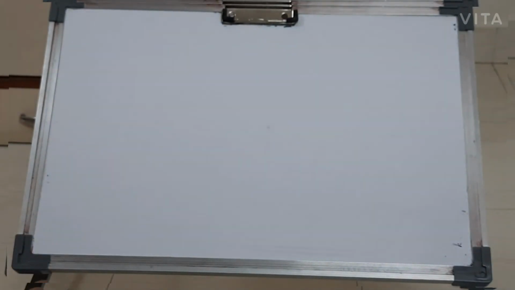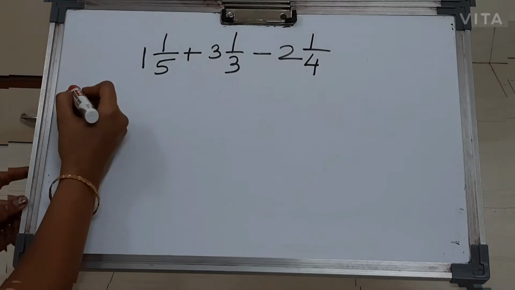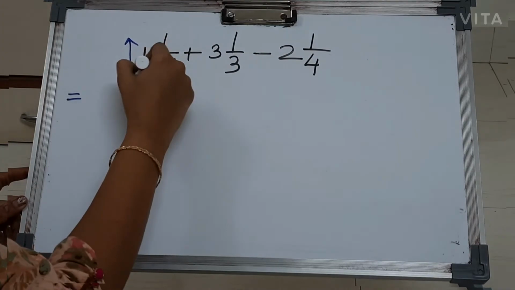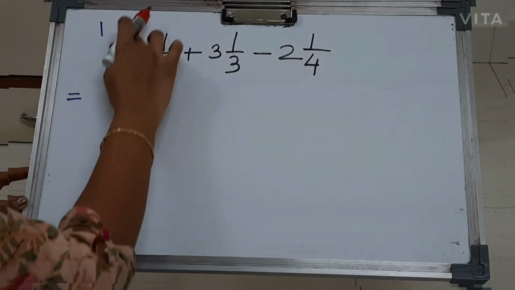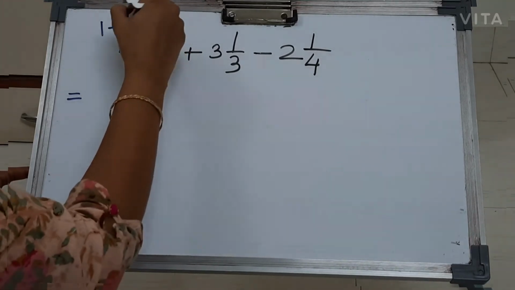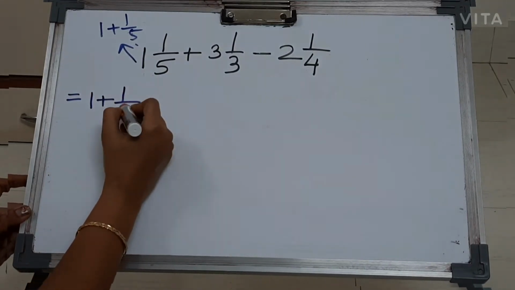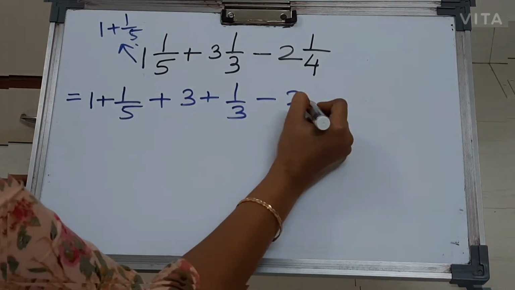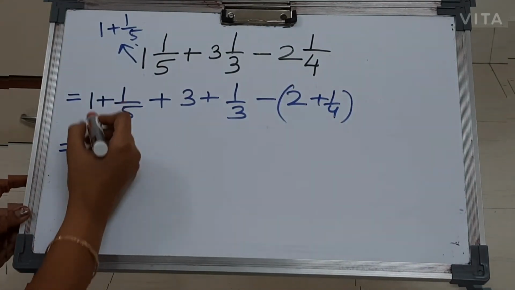So next question is, now when we have to simplify this fraction, there is one other method, that is to reduce the calculation here. What is this? I explained this to you before. This mixed fraction is a mixture of a whole number and a proper fraction. So we can write here 1 plus 1 by 5 plus 3 plus 1 by 3 minus 2 plus 1 by 4. Okay, so it will be what?